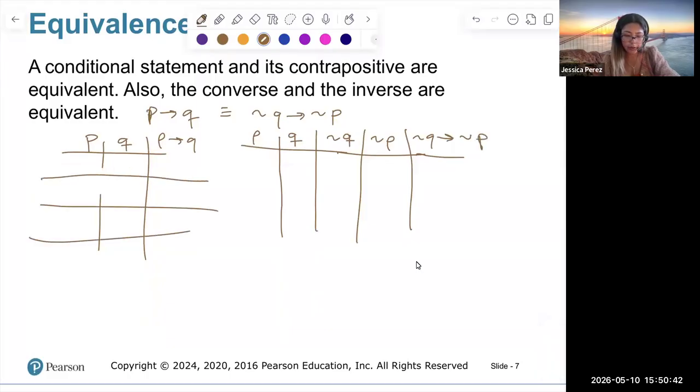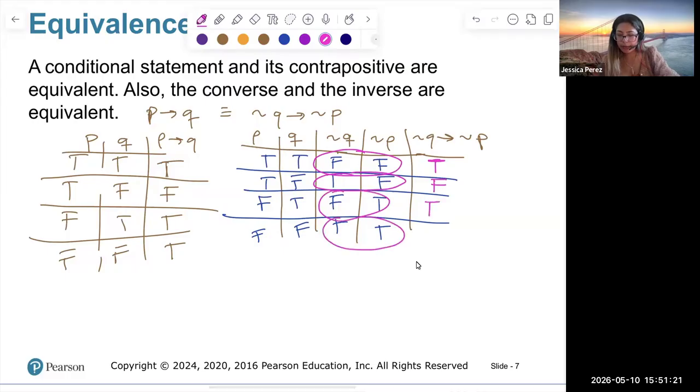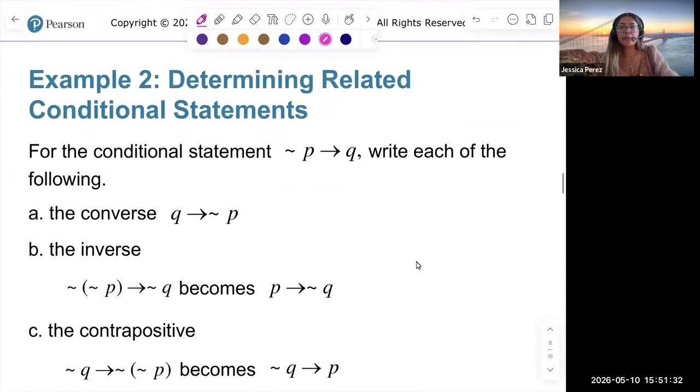So when we have our truth table, T, T, F, F, and then T, F, T, F. P implies Q: T implies T is T, T implies F is F, F implies T is T, F implies F is T. Now here we have the same T, T, F, F, T, F, T, F. Not Q would be F, T, F, T. Not P is F, F, T, T. Now you have F implies F is T, T implies F is F, F implies T is T, T implies T is T. So look at the solutions: T, F, T, T and T, F, T, T. They are equivalent, and we show that by using the truth tables.